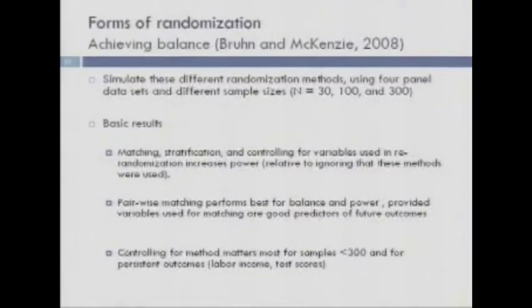Okay. So they then simulate this. They take some actual data sets and look at what the impact would have been of these different procedures. So the first thing is that matching, stratifying, and controlling for the variables used in re-randomization all increase power. Let me move down to this next bullet point.